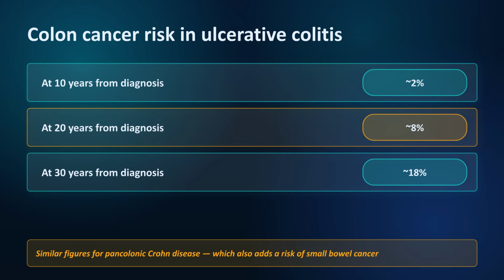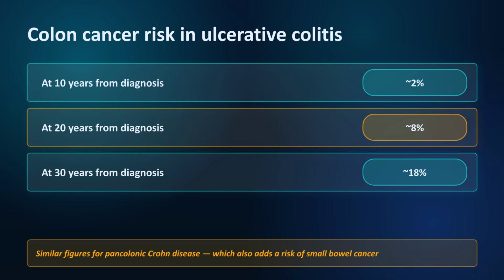Now, cancer risk. In ulcerative colitis, the risk of colon cancer runs at about 2% at 10 years from diagnosis, about 8% at 20 years, and about 18% at 30 years. Notice the shape of that curve. It is not linear. The risk accelerates with duration. The figures are similar for pancolonic Crohn disease, and Crohn disease adds a risk of small bowel cancer that ulcerative colitis does not carry.